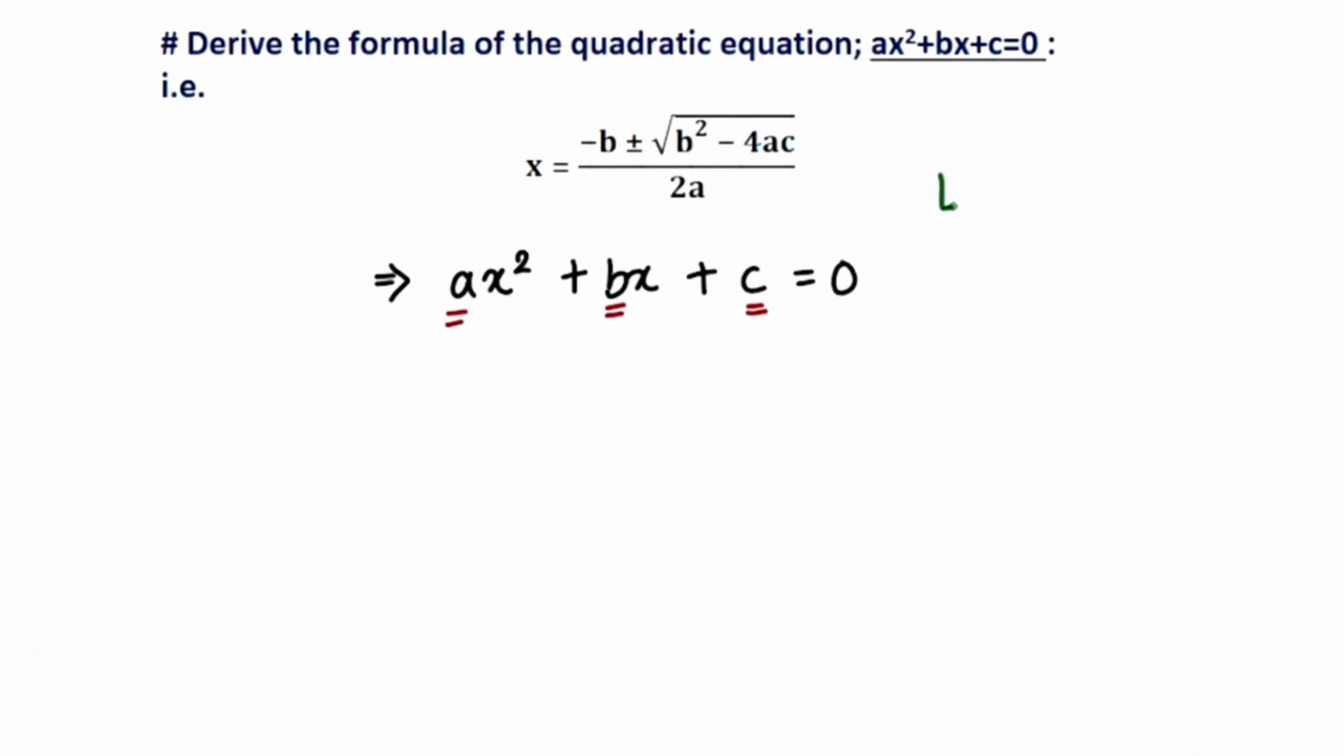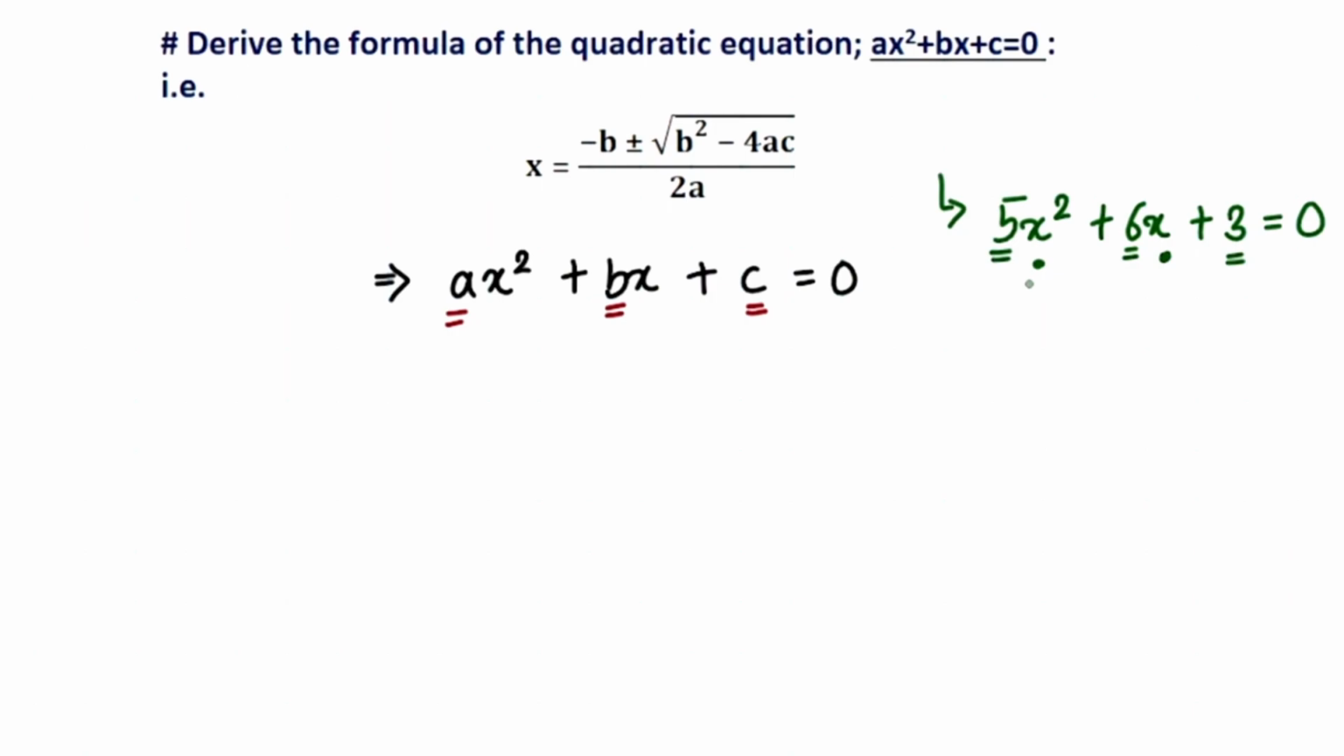For example, let's say we have an equation like 5x squared plus 6x plus 3 equals to 0. This is a quadratic equation because we have 5, 6, and 3 in the place of a, b, c, and we have our x squared and x over here. So whenever you find equations like these, they are called quadratic equations.